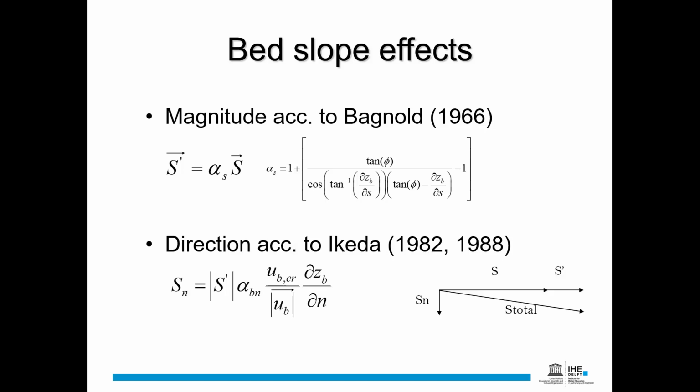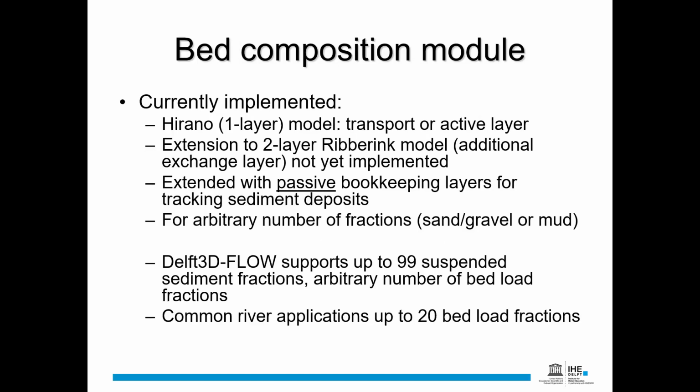The other issue, which is the main focus of this lecture and exercises of this lecture, is bed composition model. Bed composition model looks into actually the composition of the bed materials under a riverbed or under a seabed. What is currently implemented is based on Hirano model, which has a transport or active layer. It is extended to 2 layers, and it has also passive bookkeeping layers, and it can work with arbitrary number of fractions of sediment. So 1 to almost 99 different fractions of sediment that can be sand, gravel, or mud.